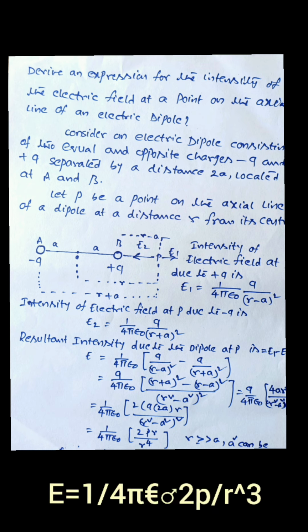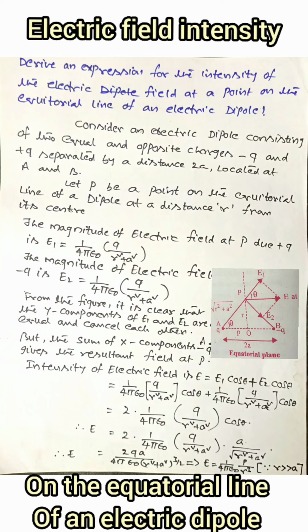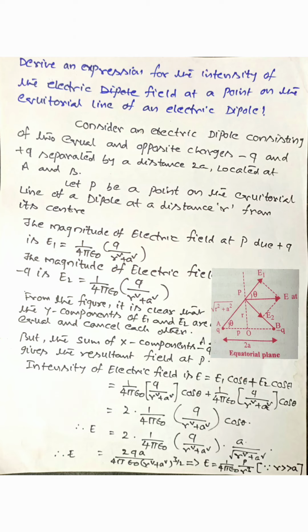The charge into distance 2a is dipole moment p. E is equal to 1 by 4 pi epsilon naught into 2p by r cube. Let us see how to find the electric field intensity on the equatorial line of an electric dipole.